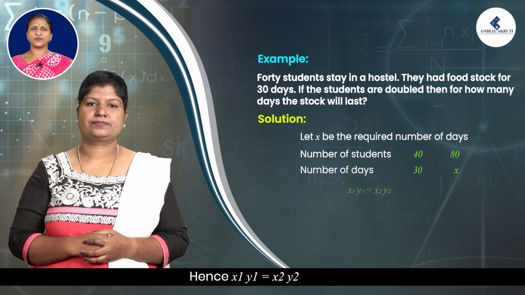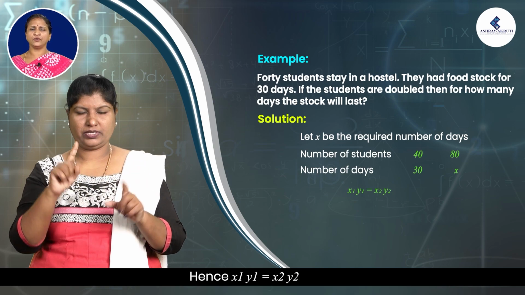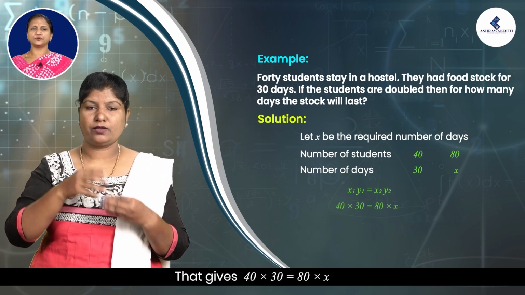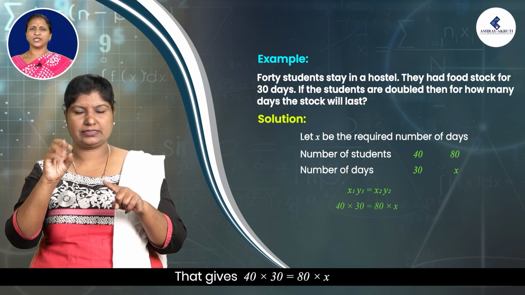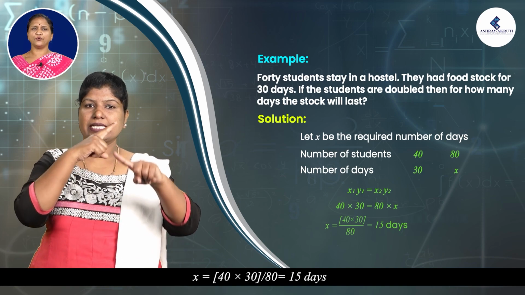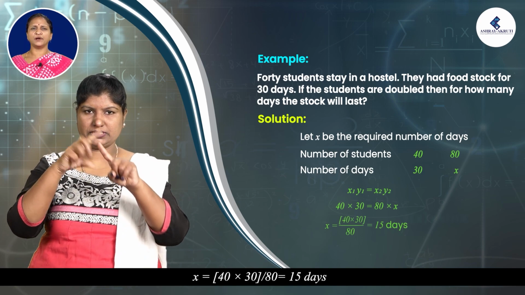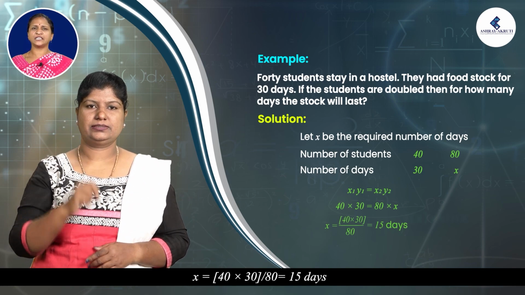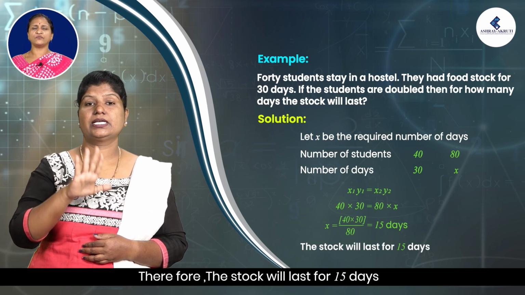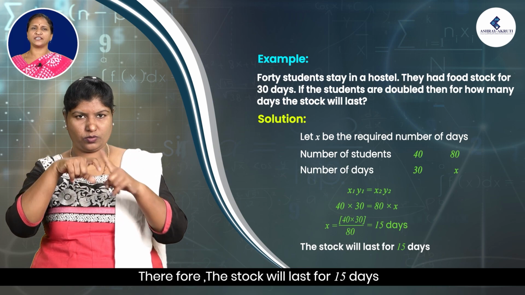Hence, x1 y1 is equal to x2 y2. That gives 40 into 30 is equal to 80 into x. x is equal to 40 into 30 by 80. That gives 15. Therefore, the stock will last for 15 days.